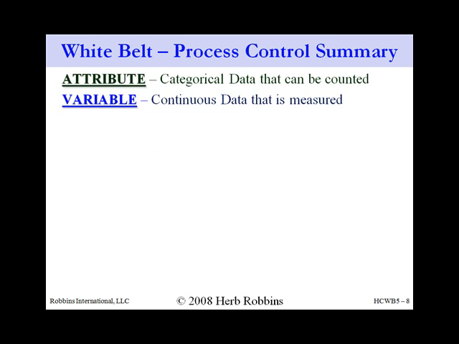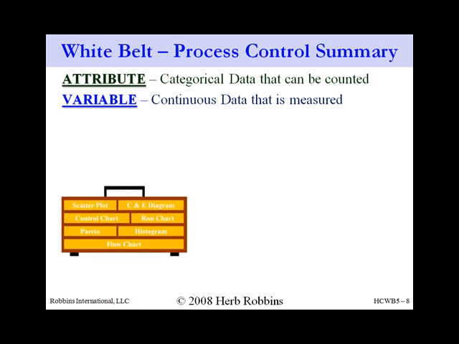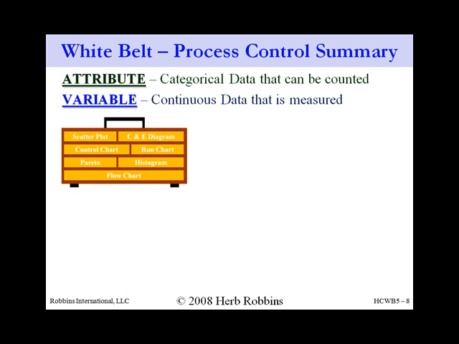Congratulations on completing this part of your healthcare white belt. Before you head off though, let's briefly review what you've learned. Attributes and variables. Two types of data. One we count and fits nicely into categories, the other we measure and is continuous. You'll see 7 quality tools which will be added to your toolbox. These will be a terrific way to analyze your data using visual representations.